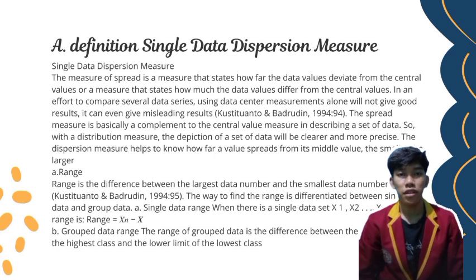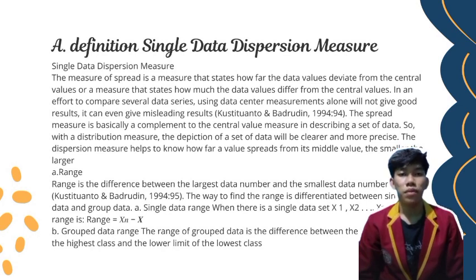A. Definition of single data dispersion measure. The measure of spread is a measure that states how far the data values differ from the central values, or a measure that states how much the data values differ from the central values.